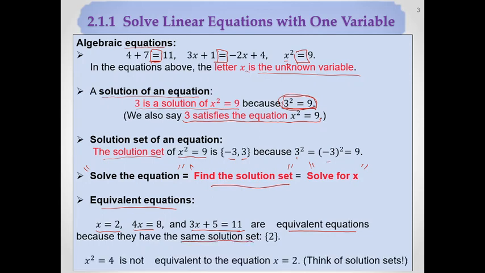One thing, for example: x squared equal to 4 is not equivalent to the equation x equal to 2. What's the solution set for the first? It's negative 2 and 2. But when you look at the second, it will be only 2. So as you see, they're not equivalent equations.